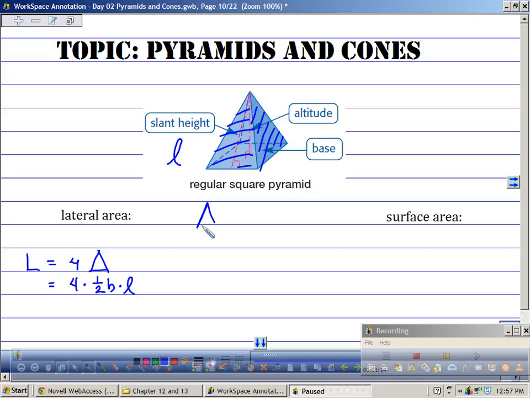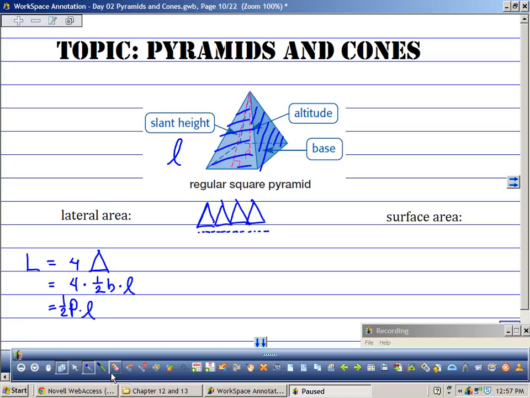And if this was four triangles, we could say, well look, I've got four bases of these triangles, right? Which is what? What do we call that? All the way across. Perimeter. So instead of putting a 4, I'm going to say my perimeter. P could be any number. So half the perimeter times the slant height would be my lateral area.